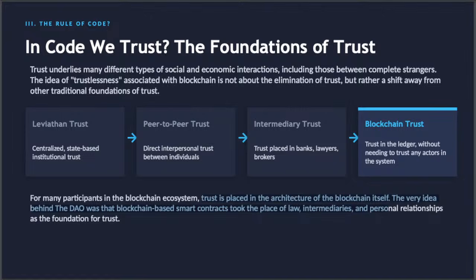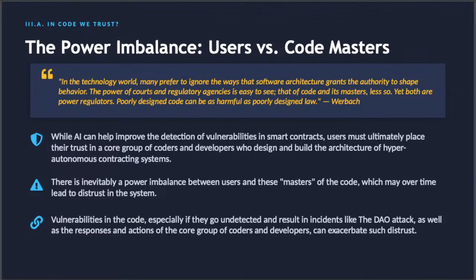For many participants in the blockchain ecosystem, trust is placed in the architecture of the blockchain itself. The very idea behind the DAO was that blockchain-based smart contracts took the place of law, intermediaries, and personal relationships as a foundation for trust. And we see where that led, because when their code was faulty, it was exploited and they had no remedy in law. And they had to go and hack the entire system with a hard fork solution and split it with special favor.